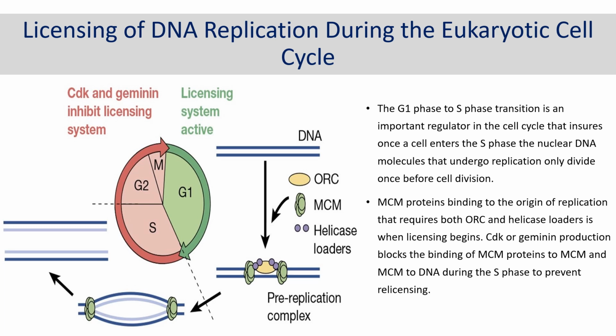Then CDK and geminin proteins are made to block the ORC and helicase loaders from binding to MCM, which does not allow MCM to then bind to the origin of replication on the DNA, and that stops relicensing. So you can see that once the S phase begins and until the M phase is complete, licensing is stopped by the CDK and geminin proteins.